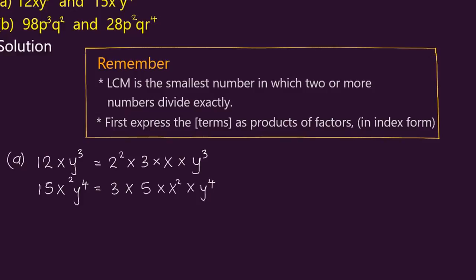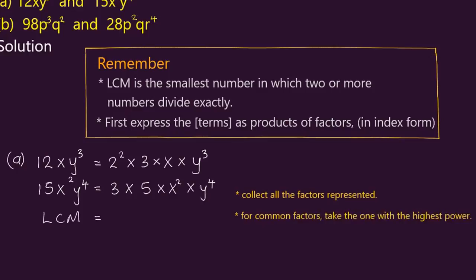So for the LCM, the lowest common multiple, what do we do? Now you need to understand this. What you do is, for the LCM, you collect all the factors represented. You see we have all these factors for the two algebraic expressions. Now what we are saying here is all these factors must be represented in the LCM, and also for common factors, take the one with the highest power. Here I'm talking about the terms that have the same base, that have a common base. You take the one with the highest power.